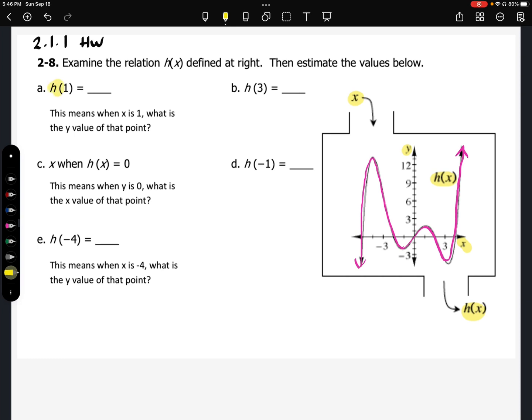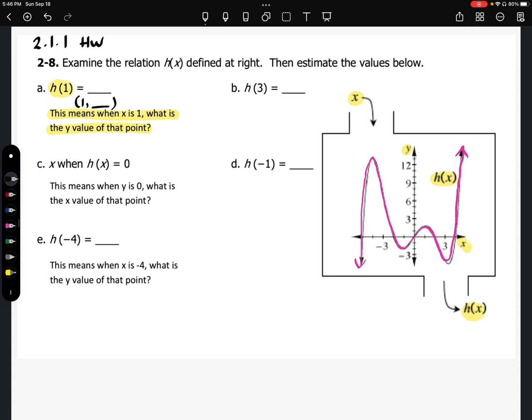So as we look at the first one, it says h of 1, and this simply means when x is 1, what is the y value of that point? So our x coordinate, thinking about it, this is like an ordered pair. This is like the point 1 comma something. We're trying to find the y coordinate.